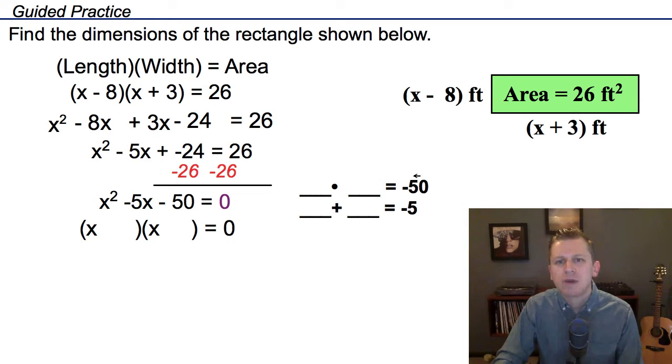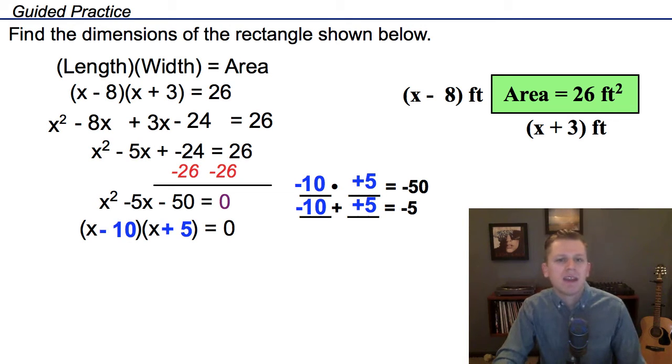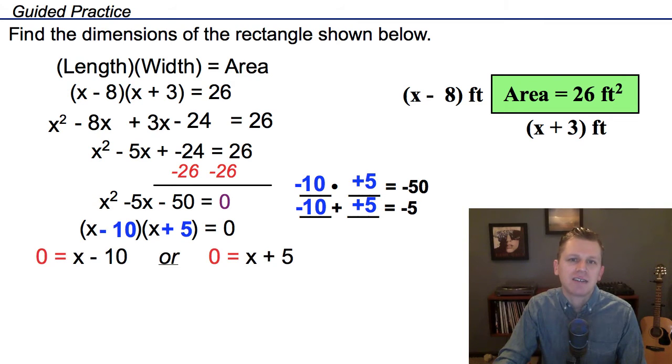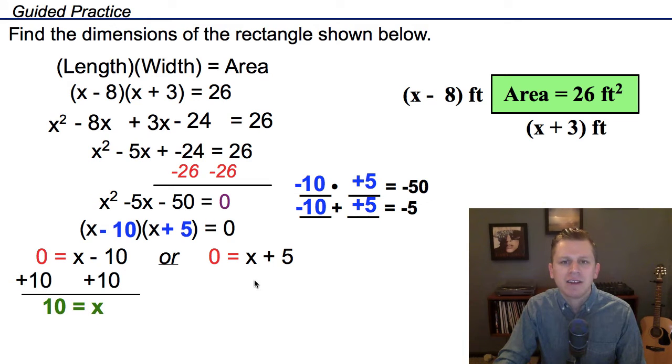Anytime two numbers multiply to a negative, we know one number has to be negative and one number has to be positive. In this case, those two numbers are negative 10 and 5, which I'll put in the blanks. Now we can finally use the zero product property, setting each of these factors equal to 0. To solve the equation on the left, simply add 10 and I get x equals 10. To solve the problem on the right, simply subtract 5 and I get x equals negative 5.